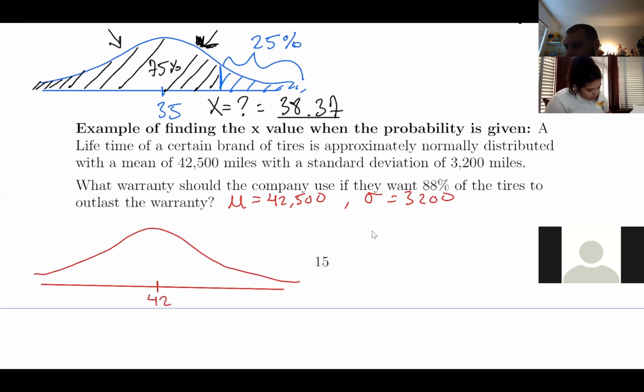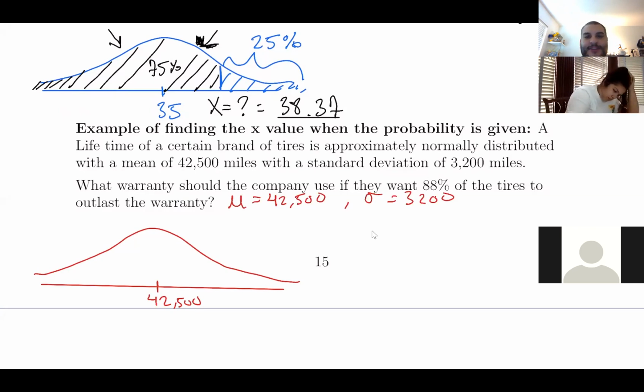So we put 42,500. All right. For this one, we want 88% of the tires to outlast the warranty. So what does it mean if they outlast the warranty? They didn't pop. Yeah, so they didn't pop. If they didn't pop, that's essentially a good thing, because that means the tire lasted a certain amount of time, correct? Yeah. So what side should I say?